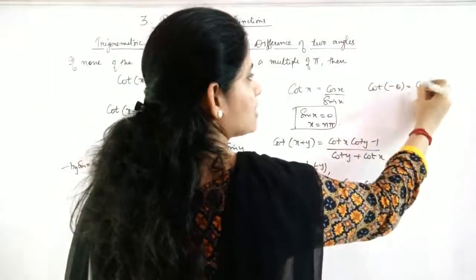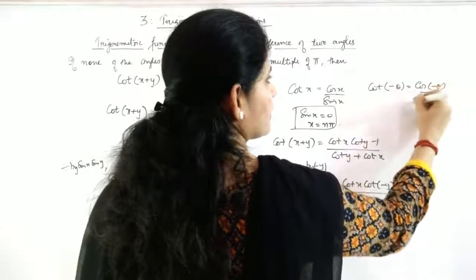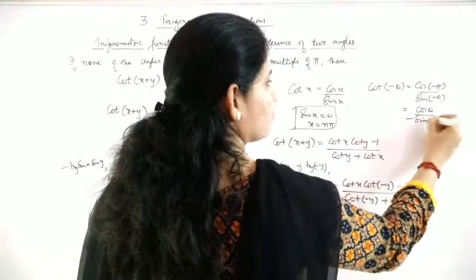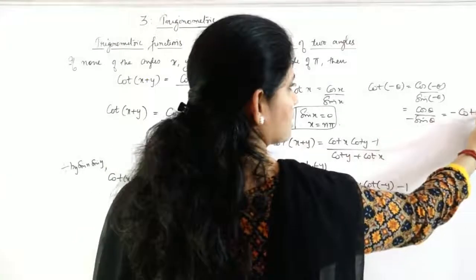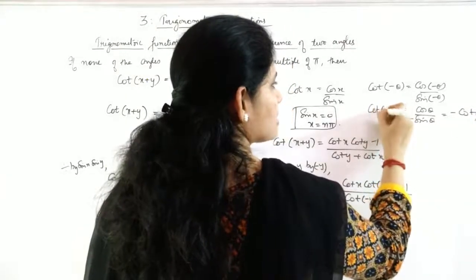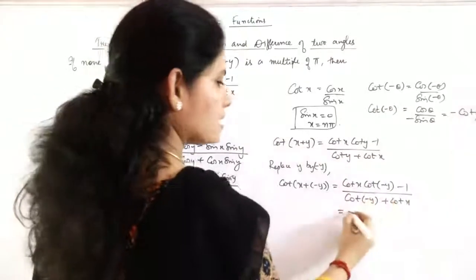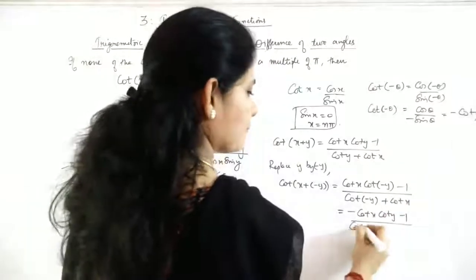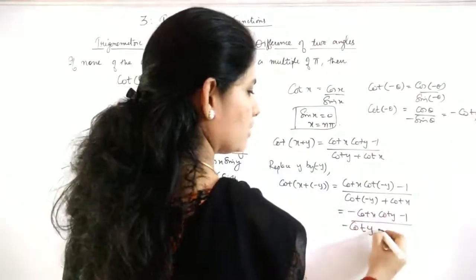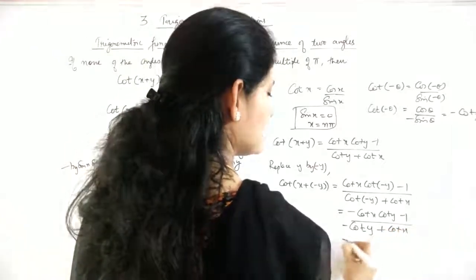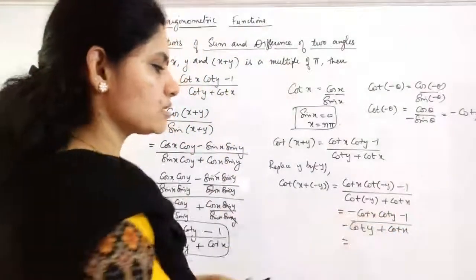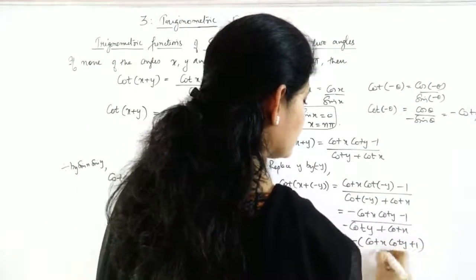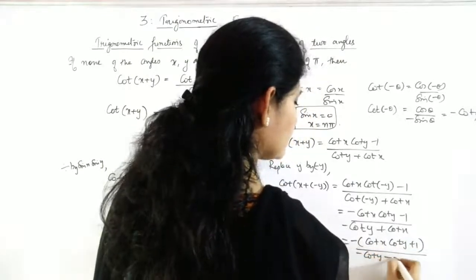It is actually cos of negative theta divided by sine of negative theta, and cos of negative theta is cos of positive theta divided by minus sine theta, so you are getting minus cot theta. So cot of minus theta is minus cot theta. Here you will get minus cot x cot y minus 1 divided by, this will also give you a negative sign here, cot y minus cot y plus cot x, right? Now you have a negative in the numerator for both the terms. You can take it out so that this becomes cot x cot y plus 1 divided by minus cot y plus cot x.